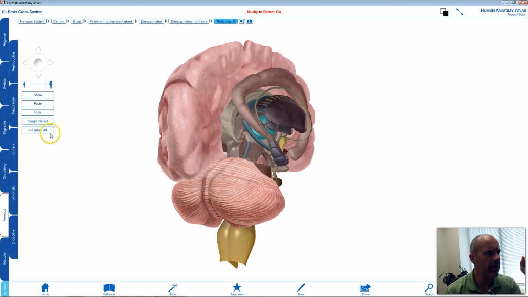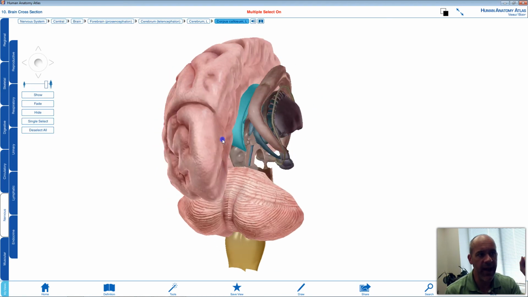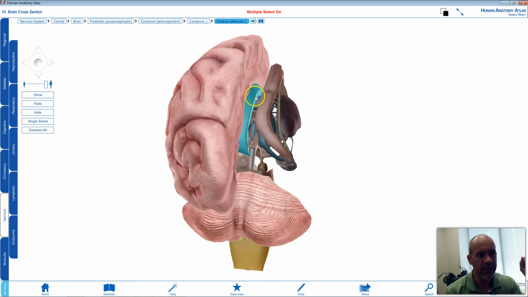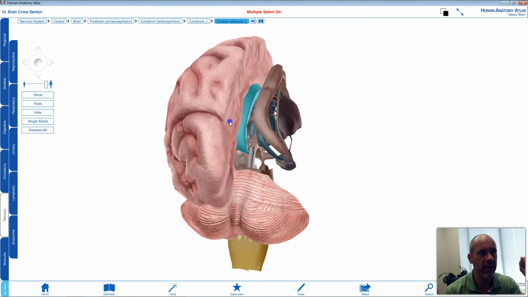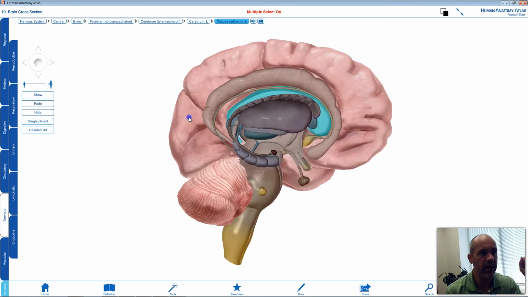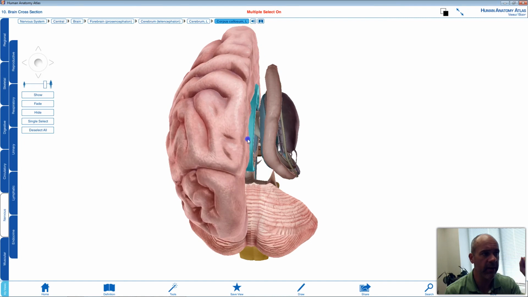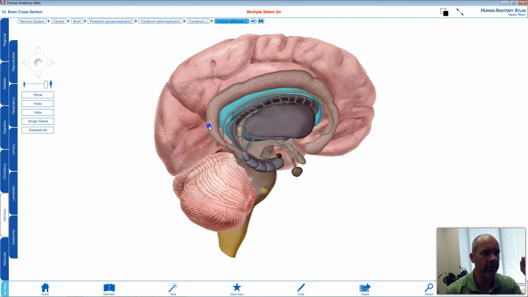I also want to, let me deselect that. Right in there, that's the corpus callosum. It's cut in half, but you're getting a different view of it there. Okay, and again, that's going to be a structure where you have lots of myelinated axons and they're crossing from one side of the left hemisphere over to the right hemisphere and vice versa.